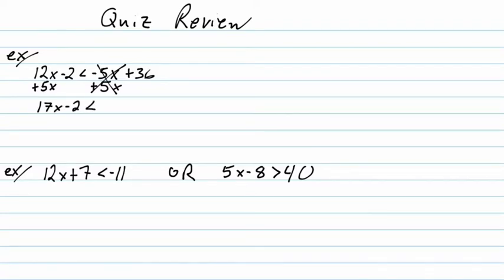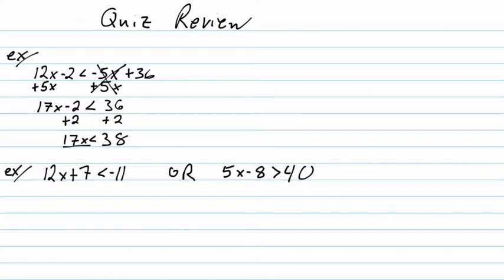Bring down the 2. I didn't multiply or divide by a negative, so the sign stays the same, and bring down the 36. From here, it's a two-step problem. You should be able to do this one. Add 2, add 2. We'll get 17x is less than 38.